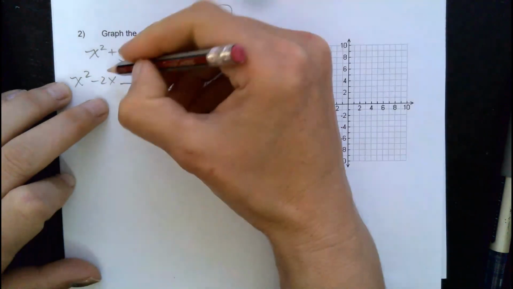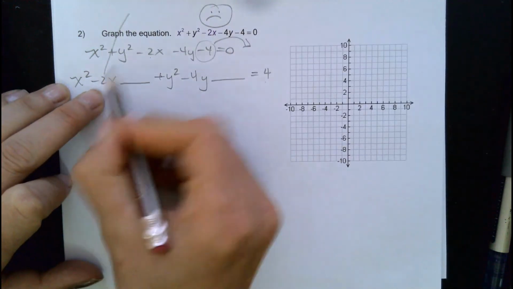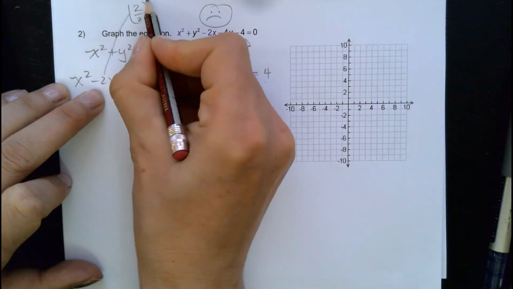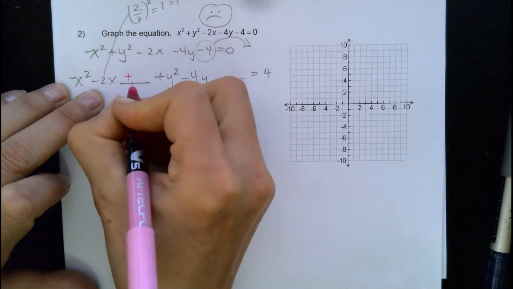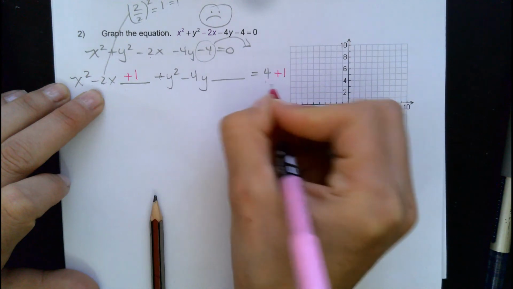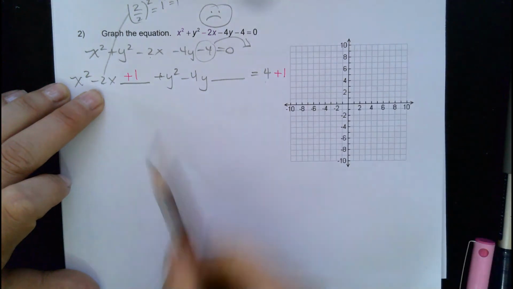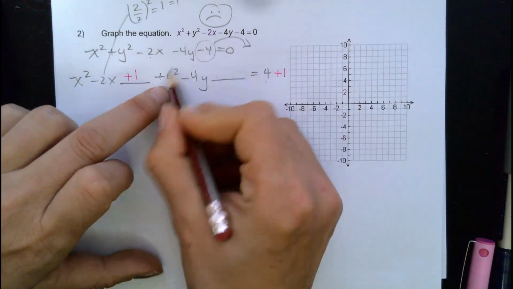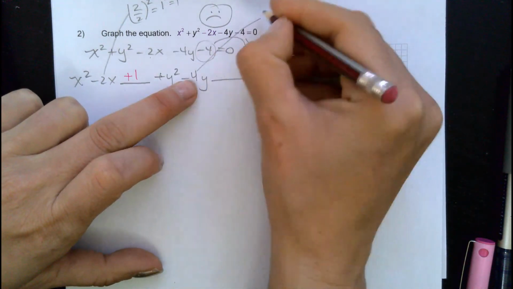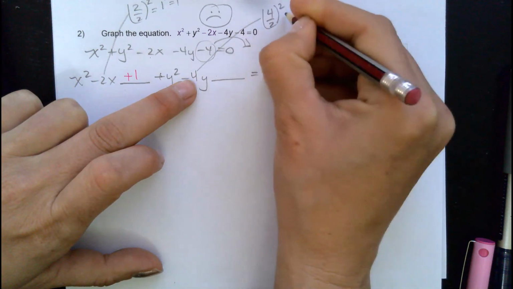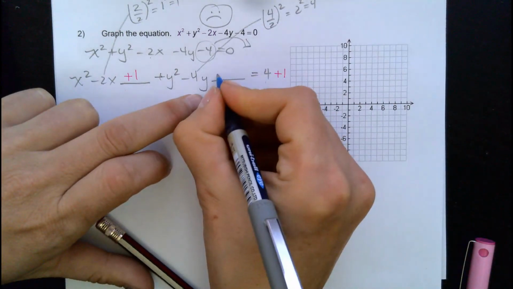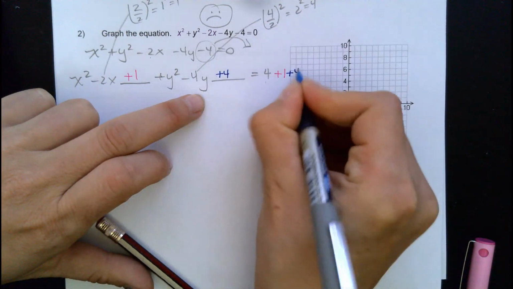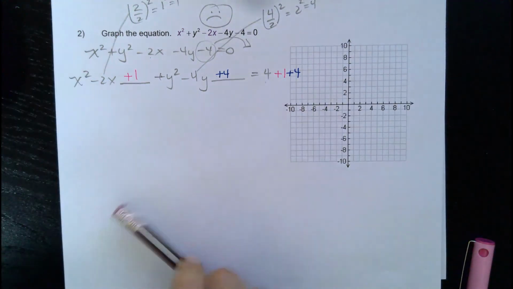So now you have to complete the square. You take this number, divide by 2, square it. So that's 1 squared, which equals 1. So now I have to add 1 to this side and this side. Don't forget to do both. So now I'm going to complete the square for here, for the y's. So whatever that is, I divide by 2 and square it. So now, to complete the square here, I have to add 4 and add 4. Always to both sides.